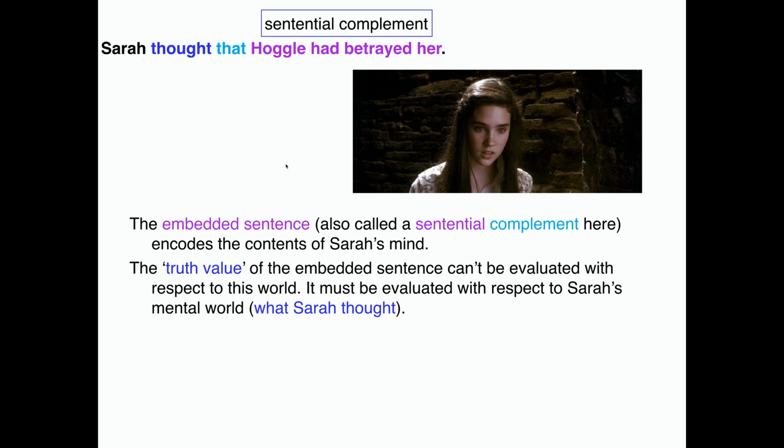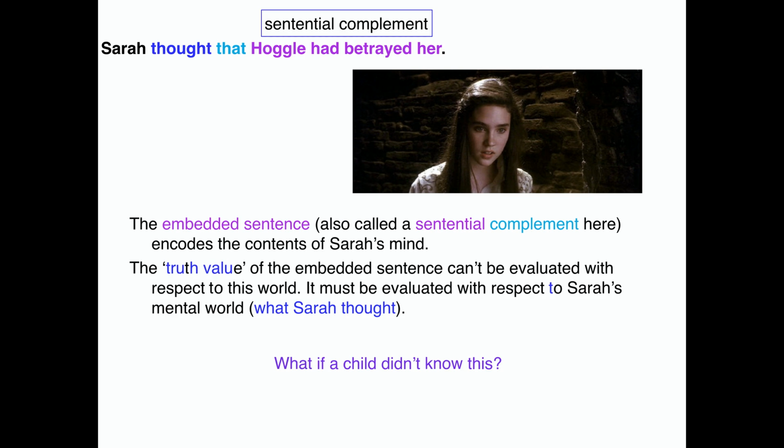And so when we think about the truth of this, we don't actually know for sure in the real world if Hoggle had in fact betrayed her. We only know that she thought that, right? It may be the case that he didn't. It may be the case that he did. We don't know. So the truth value of this embedded sentence, of this sentential complement, can't be evaluated with respect to our world. It has to be evaluated with respect to Sarah's mental world. That is what Sarah thought, right? So that's why these things are kind of tricky.